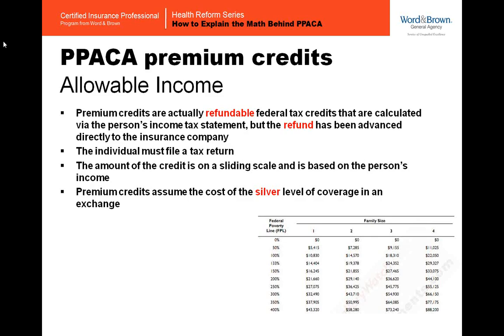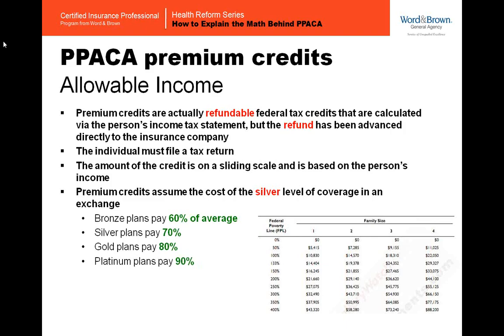I might note also that applies to the affordability. Remember our 9.5% test on the employer? The 9.5 assumes the silver level, and if the individual chooses to buy up, then anything above that 9.5, because of the buy up, is his problem, not the employer's problem. The bronze pays 60, silver 70, gold 80, platinum 90. We're going to come back to what this mythical 60% of coverage, 70% of coverage, etc. is.